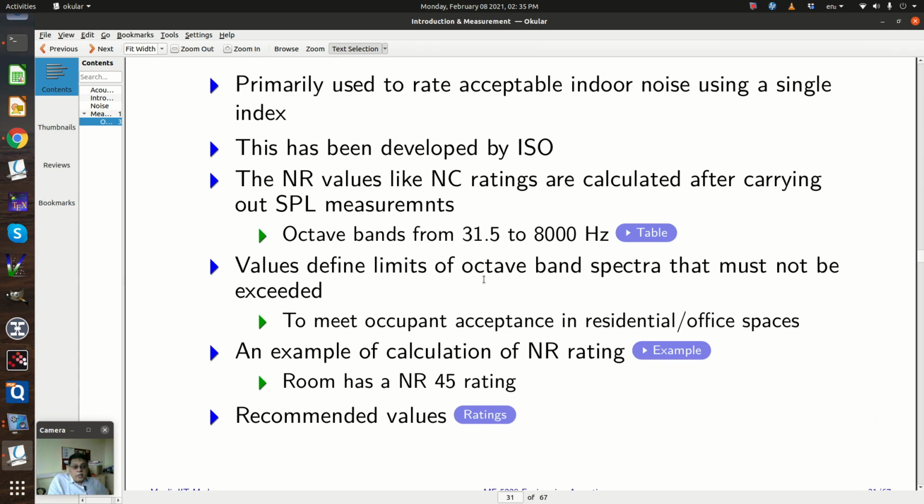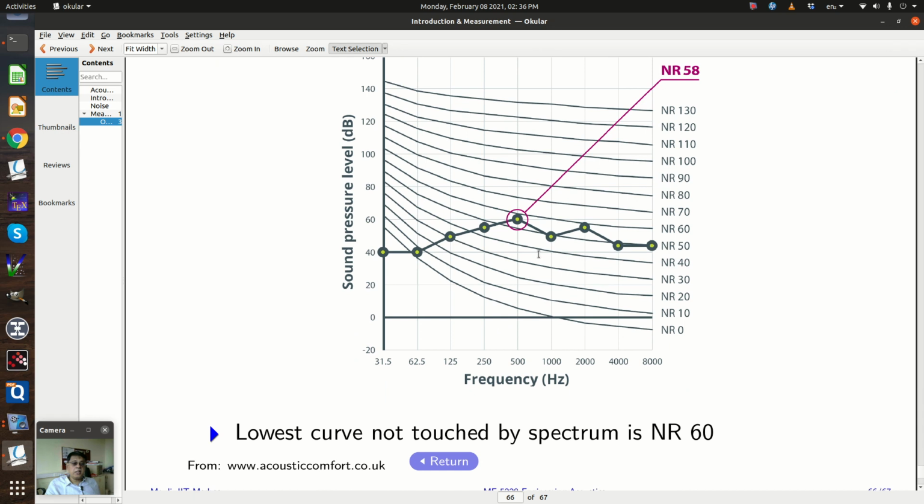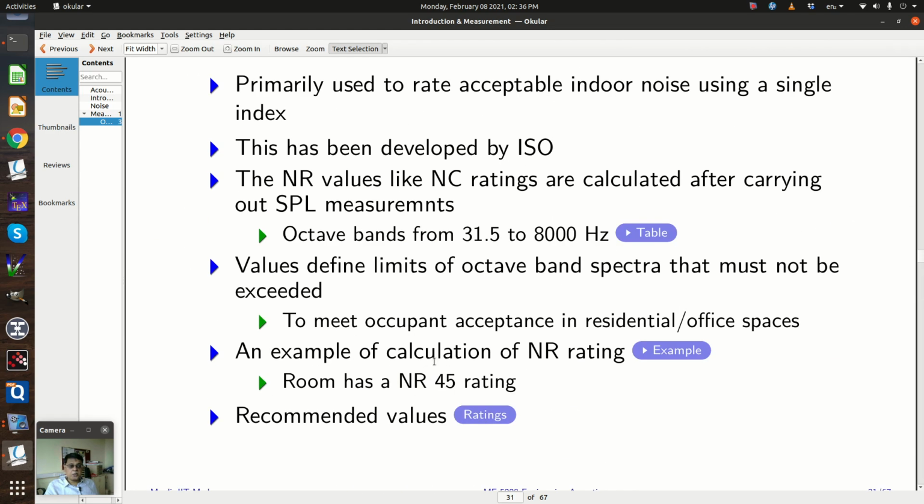Now again the values define limits of octave band spectra that must not be exceeded. So just like the previous case in the NC rating, where we said NC 45 means that it should not intersect the sound spectra from 63 to 8000, it is a very similar calculation here. Let's see an example. You can see that the lowest curve not touched by the spectrum is 60. So you could say NR 60, or somebody can interpolate and say that's NR 58, and this should not be NR 45. That should be an NR 60 rating.